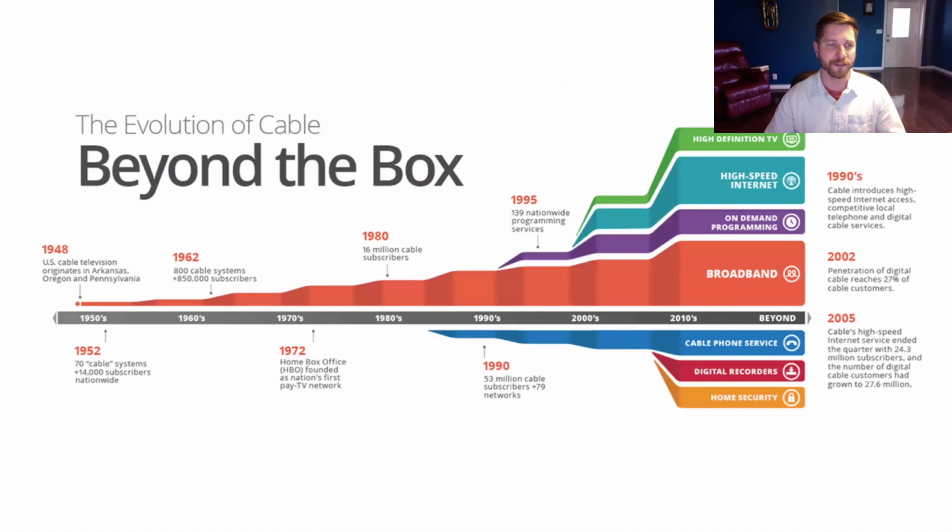It was around the 1950s that there were 70 cable systems and 14,000 subscribers. And you can see the graph rising year after year. By 1980, there were 16 million cable subscribers. And as more and more people got better TVs, more and more people started subscribing to cable rather than broadcast TV.